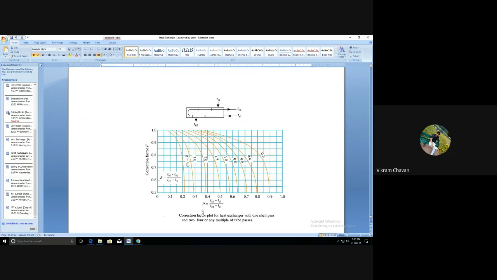So we can say that the p factors, 0, 0.1, 0.2, 0.3, 0.4, 0.5 up to 1.0, are provided on the x-axis, or at the bottom side. Whereas the curvature lines provided on this graph represent the r factor.